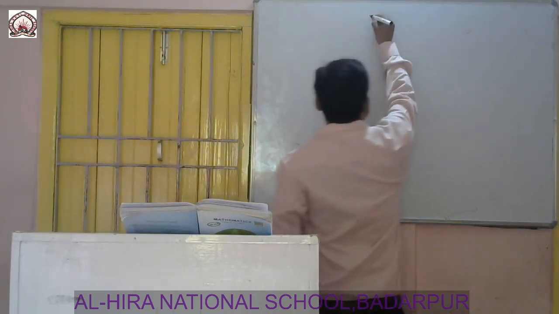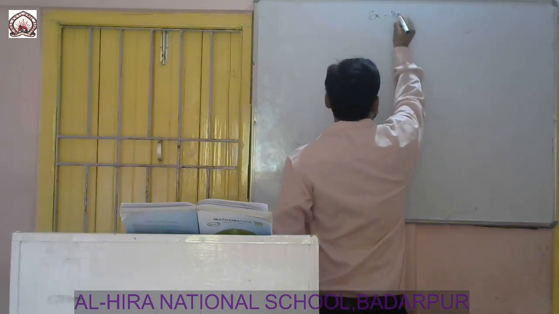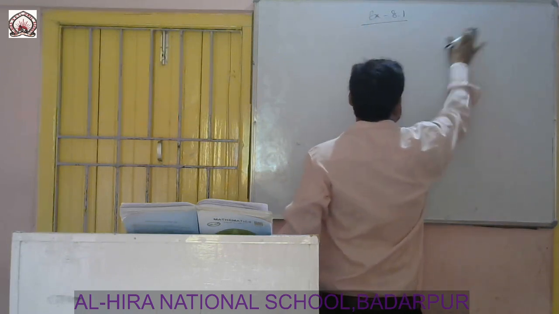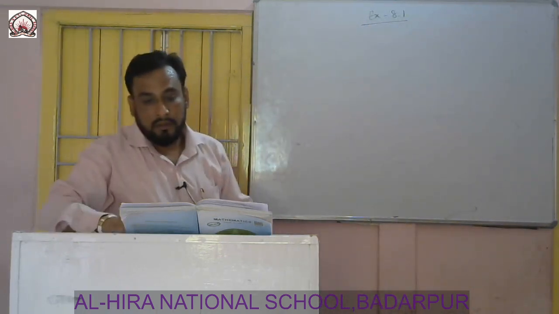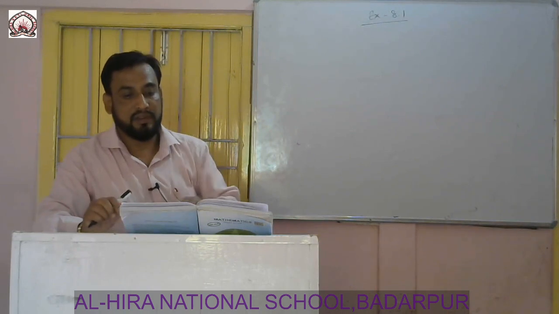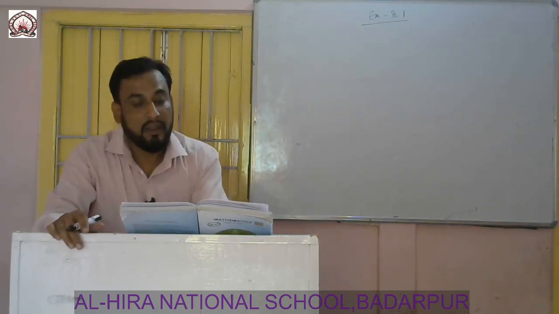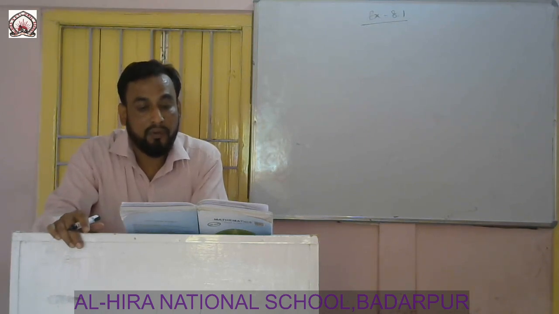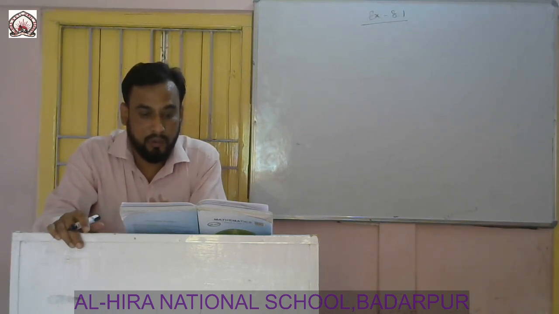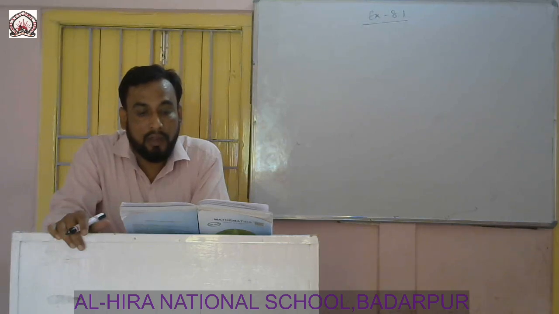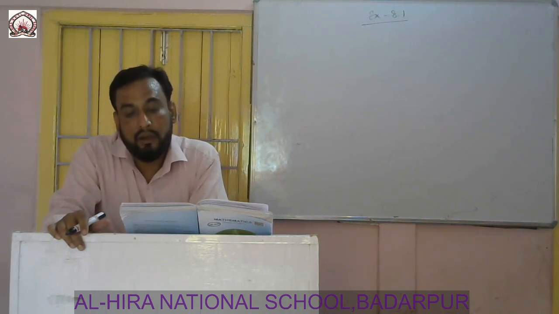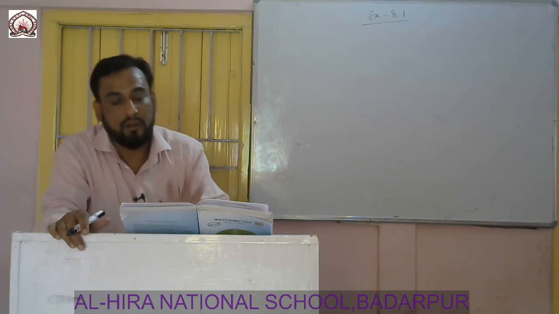Exercise 8.1. Just look at the blackboard and follow my instruction. Page number 169. Look at the book. The angles of a quadrilateral are in the ratio 3:5:9:13. Find all the angles of the quadrilateral.